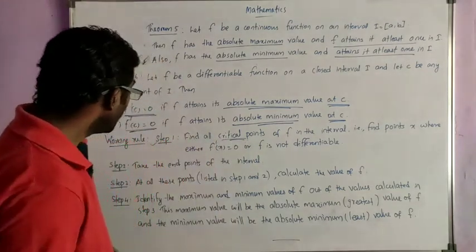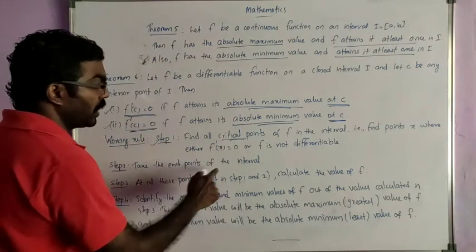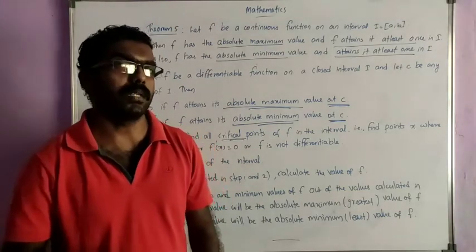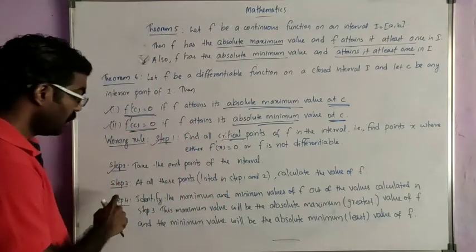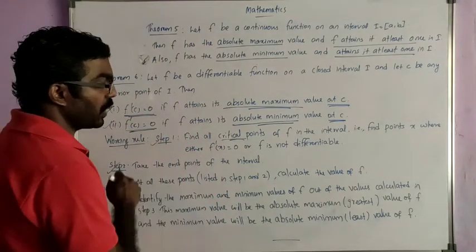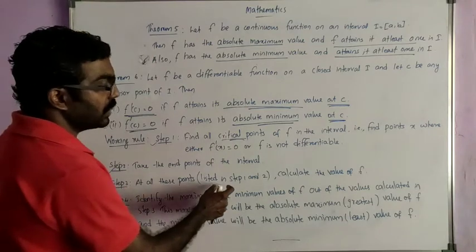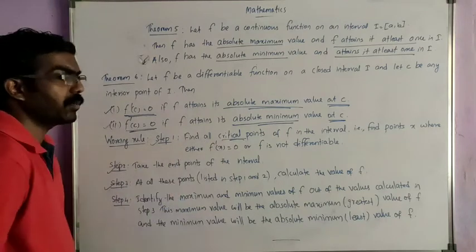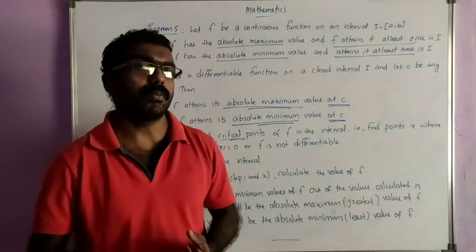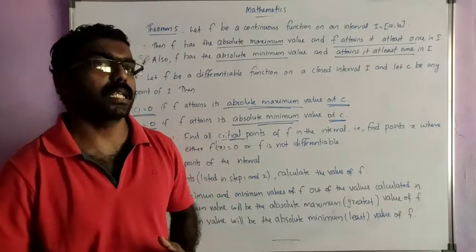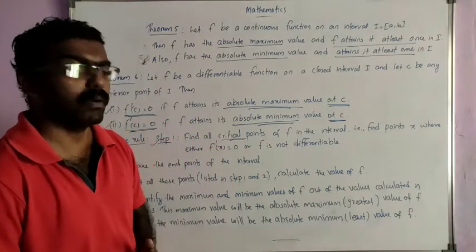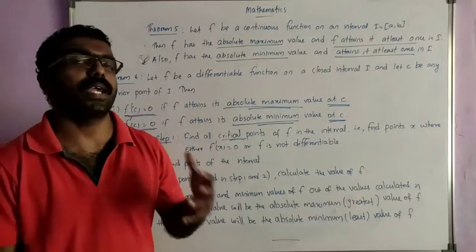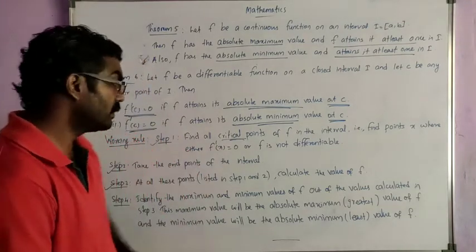Critical points. After that, take the end points of the interval. So in the given closed interval, we have 2 end points. Those points we have to take. Step 3: at all these points listed in steps 1 and 2, that means the critical points including the end points, calculate the value of f. In all these points we have to find the value of f.